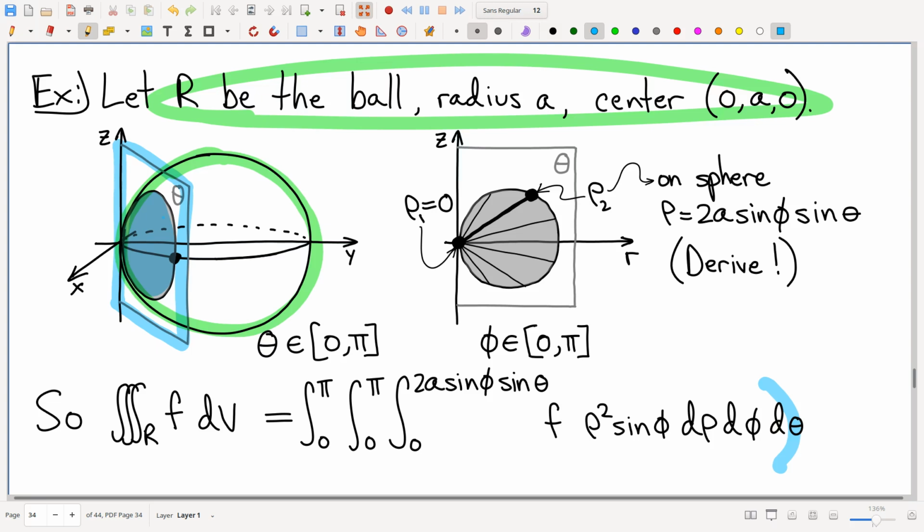Okay, now what's the starting and ending values? The key observation to make here is that this ball is entirely on the positive y side of the xz plane. If you go over to the negative y side of the xz plane, there's nothing over there. Not a thing. And so the very first slice, the smallest value of theta that actually hits anything, is there at theta equals 0.